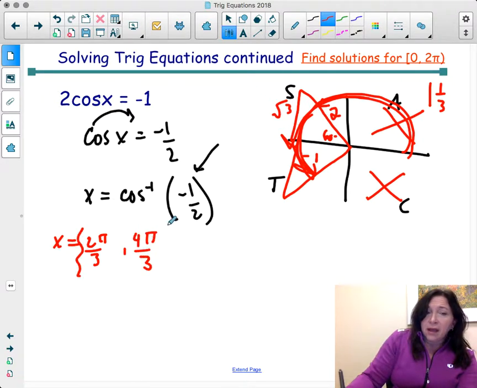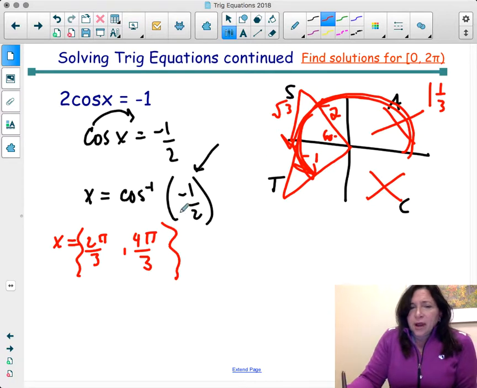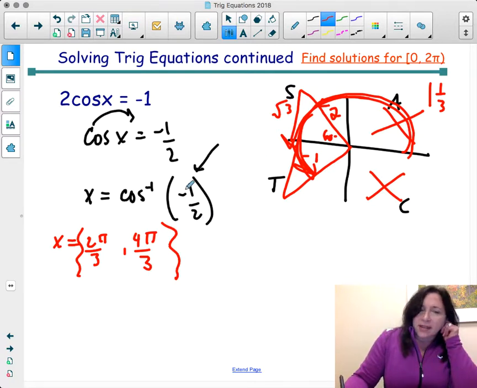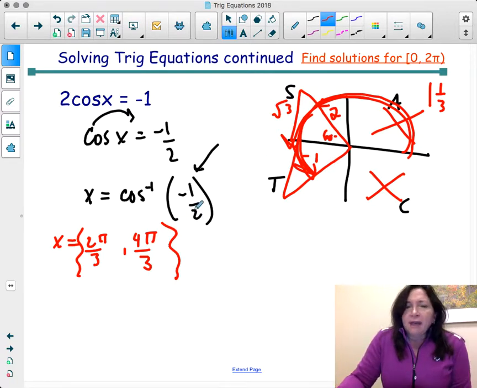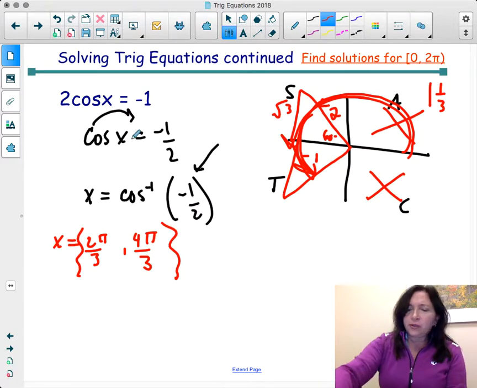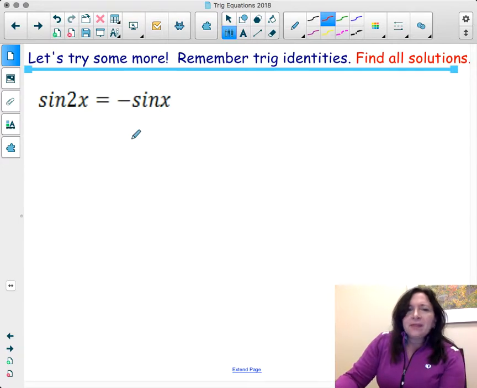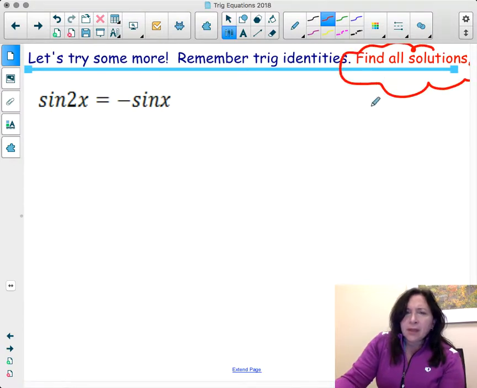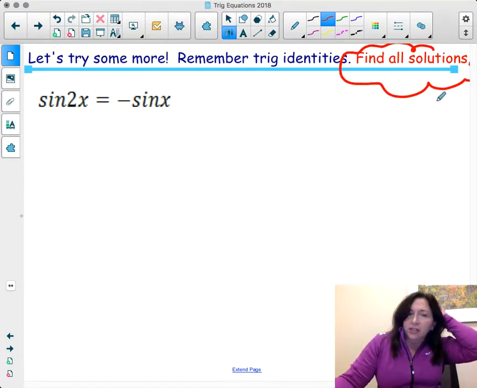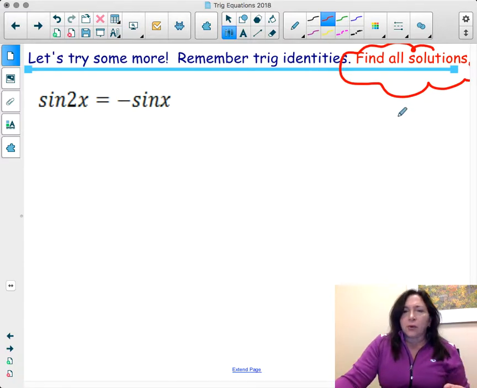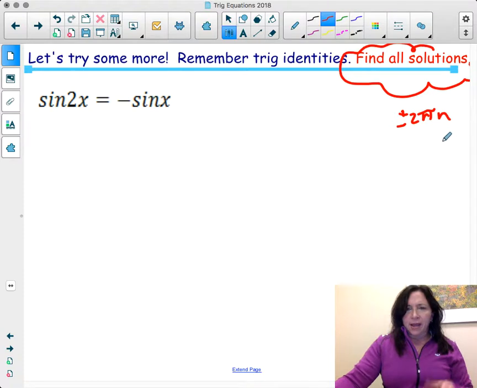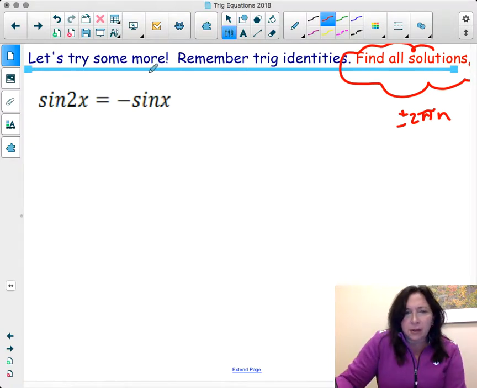And because it's not a quadratic, I'm not taking the square root or anything, I don't have 2 answers for each one. Or excuse me, just those 2 answers. So for this one, I want to find all solutions. Okay, so I don't have a 0 to 2 pi restriction. It's just every solution. So when I'm done, I am going to add plus or minus 2 pi n. So I'm going to remember that until I'm all done.